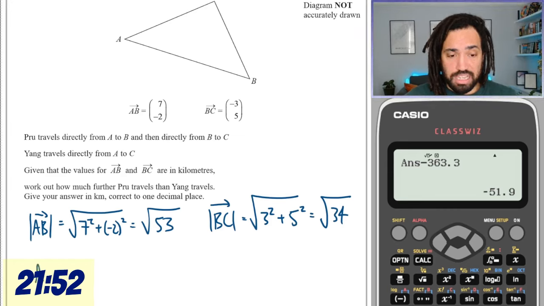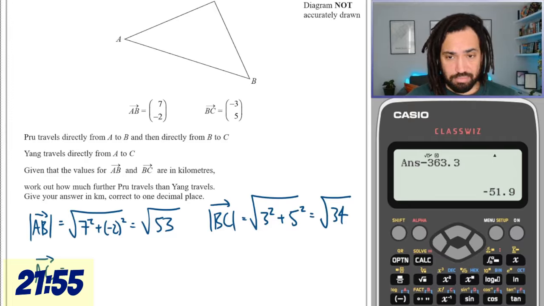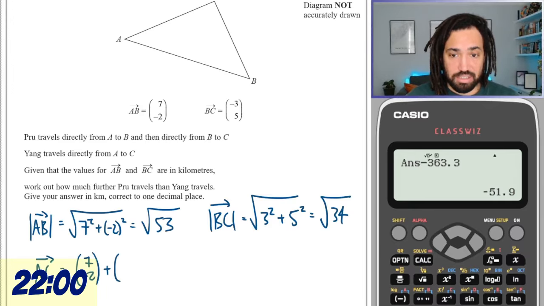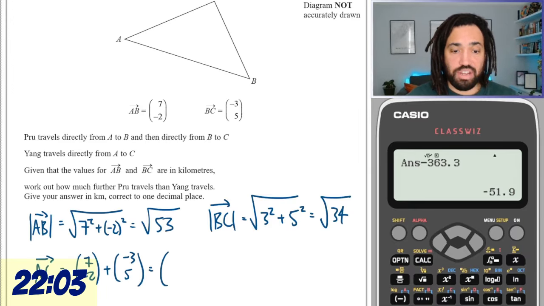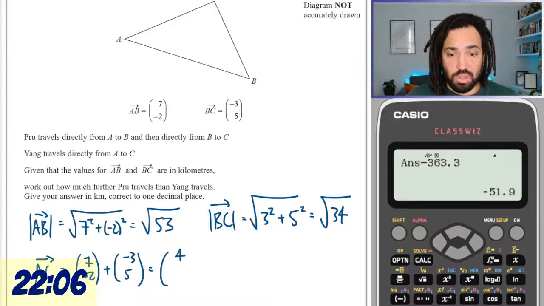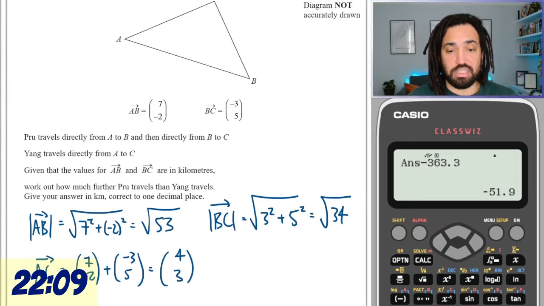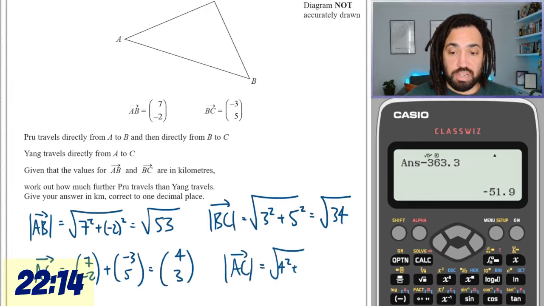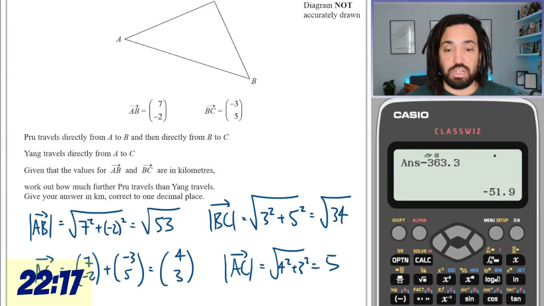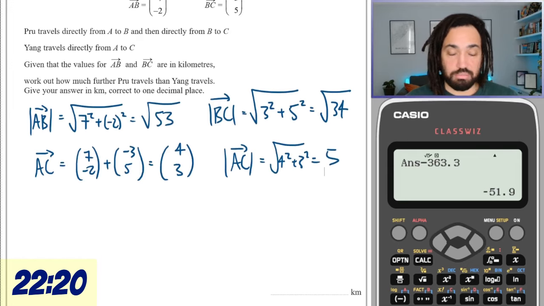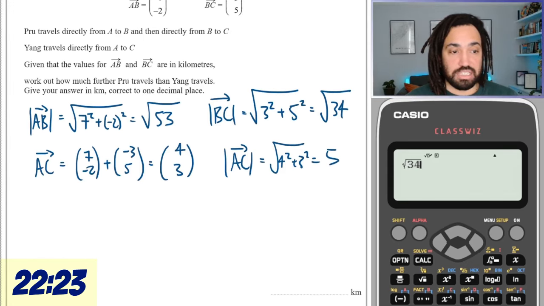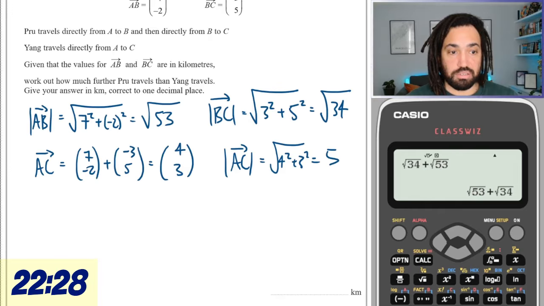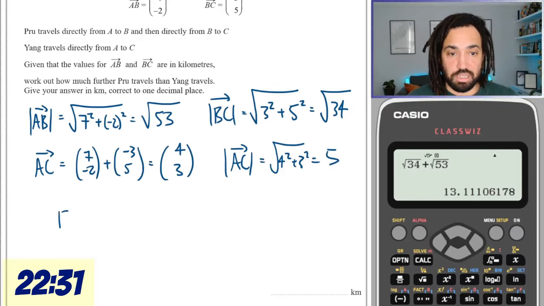The other person goes from A to C. Now to get from A to C, it's the same as adding AB to BC. So the vector A to C will be 4 and 3 when I add these together. So the actual distance AC is the square root of 4 squared plus 3 squared, which is 5, because it's a Pythagorean triple. Okay, so let's add this and this, because this is the long way round, and you get 13.1.